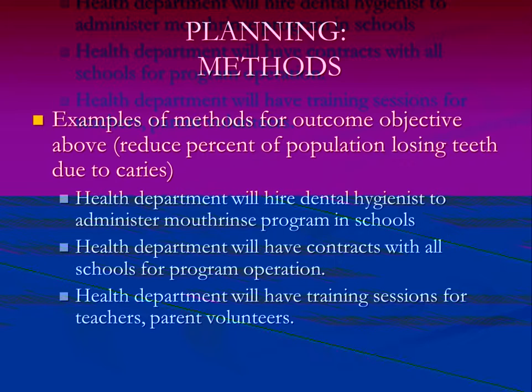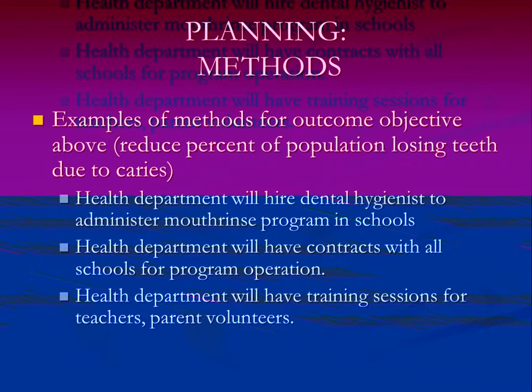So one way we could do is that our health department could hire a dental hygienist, and that dental hygienist would go into the school system, all the elementary schools, all the middle schools, and all the high schools, and they can administer and implement a mouth rinse program or a fluoride varnish program within schools. That's one way that we can reduce the amount of teeth that are lost from caries.